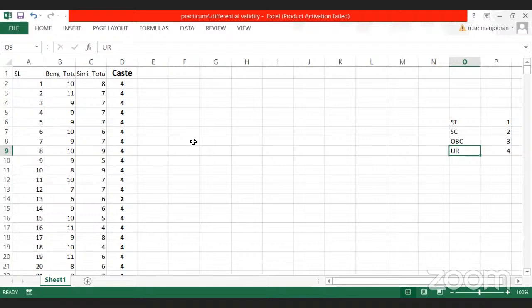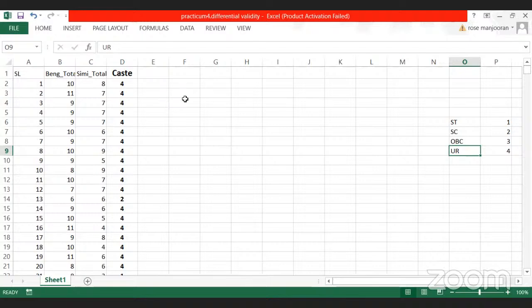Yes, it is. One thing I would like to add: we are not finding out differences, we are finding out the correlation between academic achievement and verbal reasoning across the different caste categories. That is the thing. Okay, thank you.